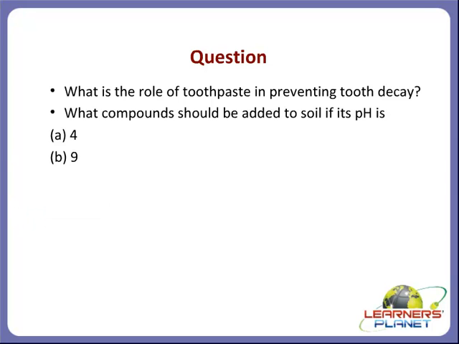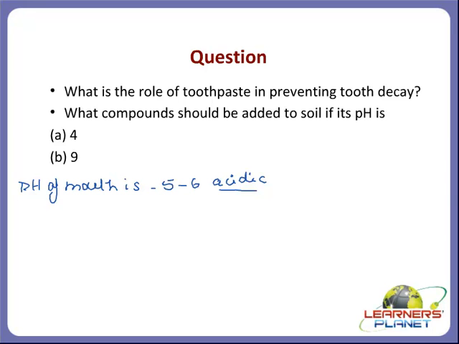Now what happens when there is acid in the mouth, or the pH of the mouth is acidic, say 5 to 6? So this acid, what will it do? It will harm the dentine. Dentine is the material of which tooth is made up. It is basically calcium carbonate.